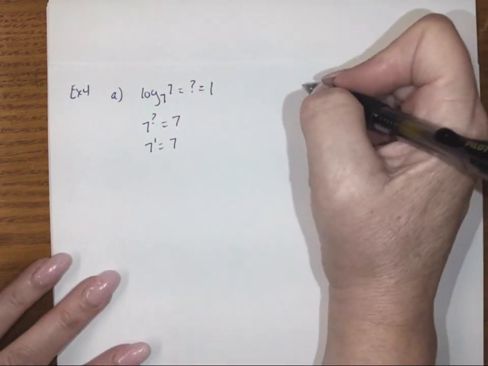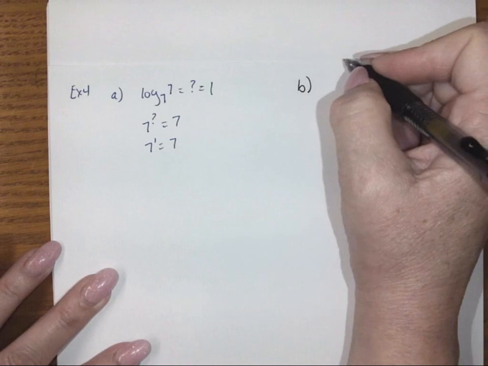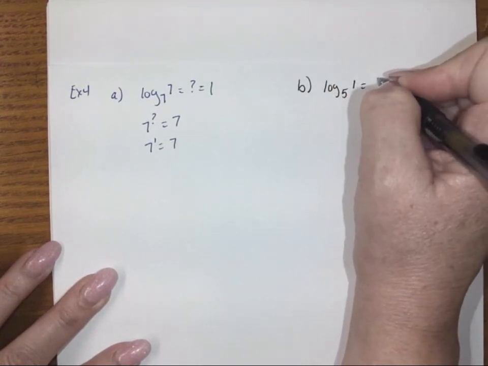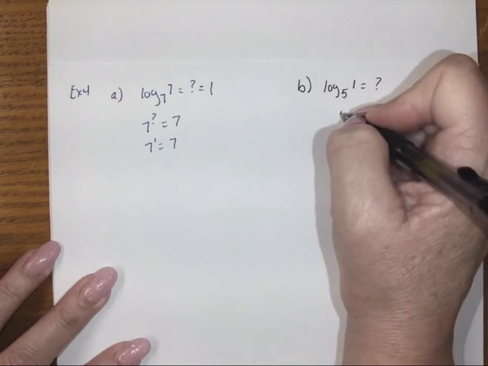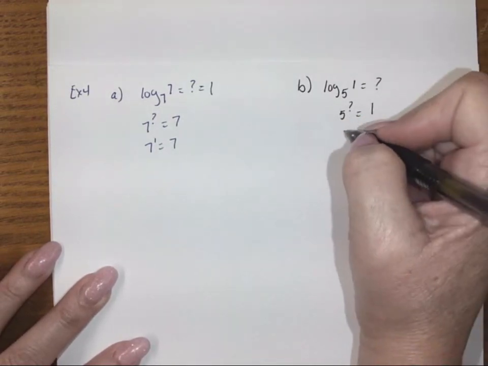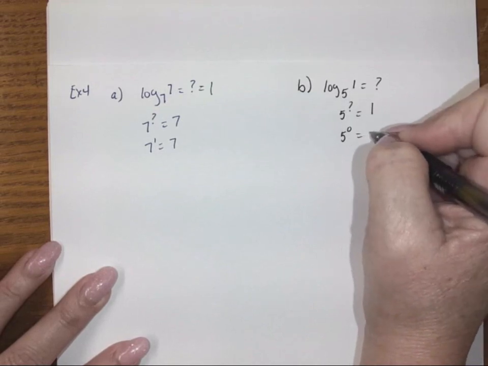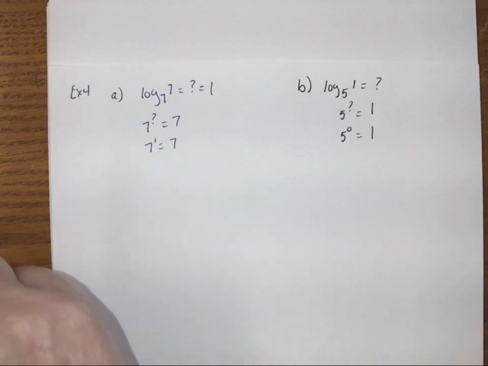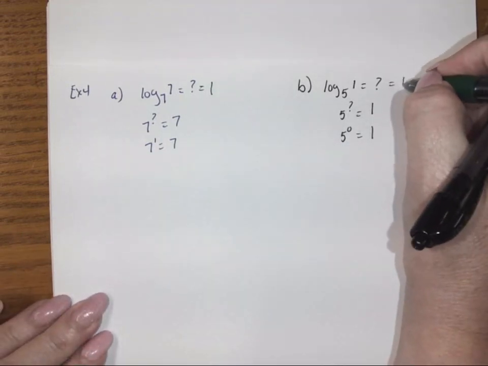The second one we can look at is log base 5 of 1 equals what? So 5 to what power equals 1? Well, that has to be 5 to the 0. Anything to the 0 power equals 1. So that tells us that this is equal to 0.